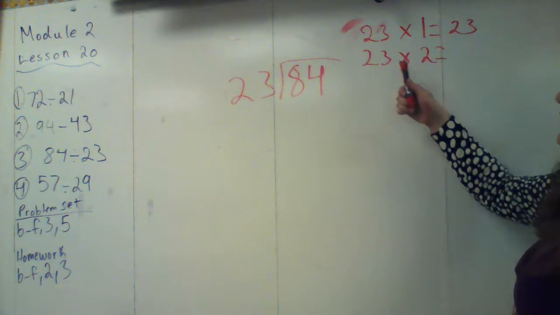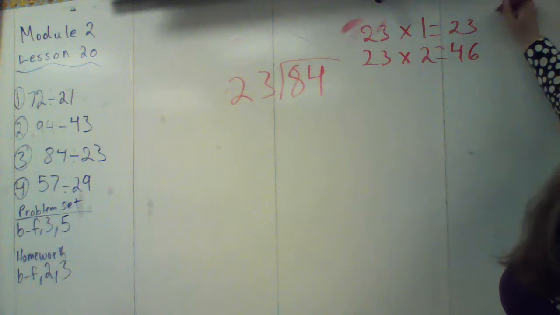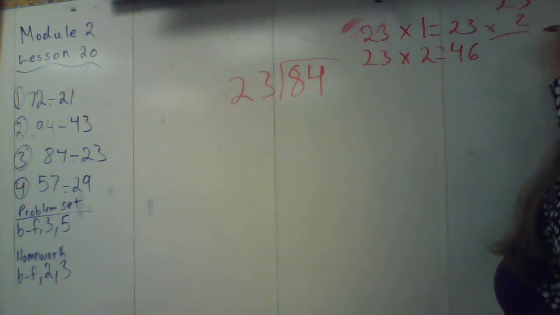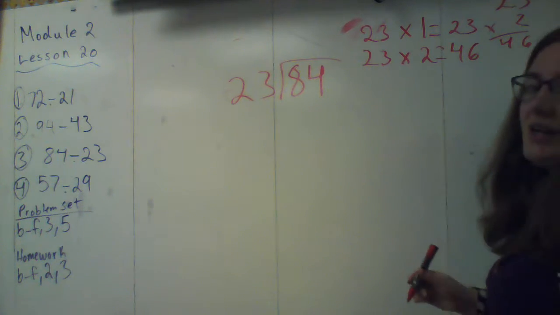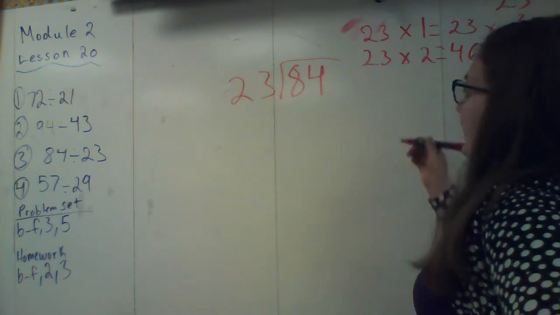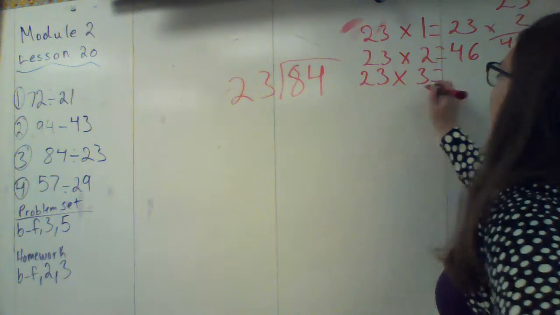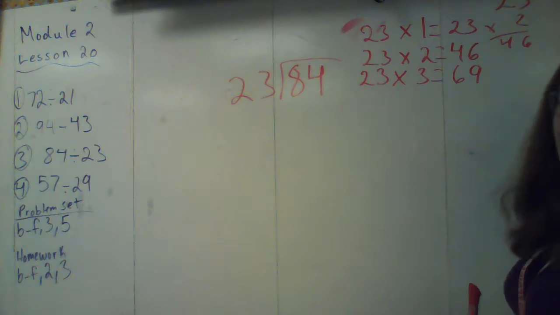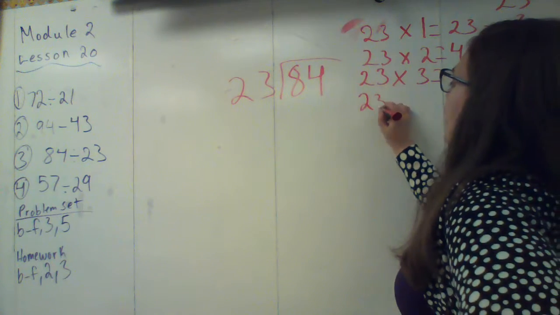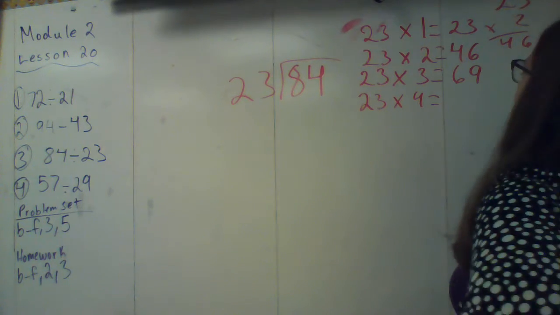So 23 times 2, 3 times 2 is 6. 2 times 2 is 4, where you can set up a standard algorithm like that to go ahead and solve it if you need to. I can still do more than 46 though, so I'm going to try 23 times 3. 3 times 3 is 9. 2 times 3 is 6, so that's 69. And then I have 23 times 4, because maybe I could do some more. 3 times 4 is 12.